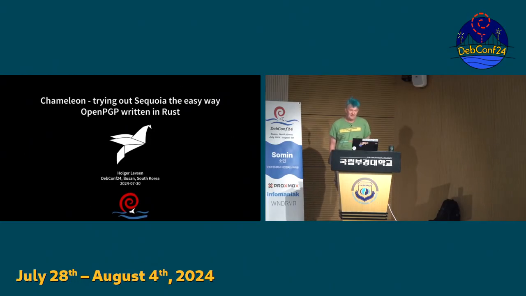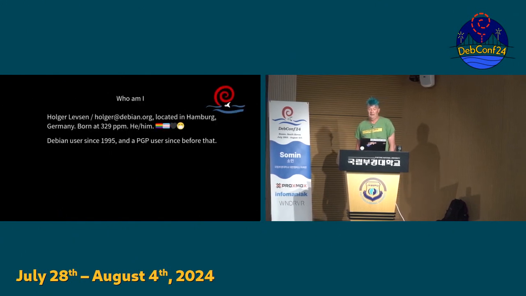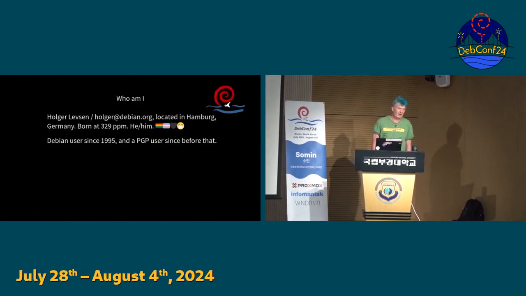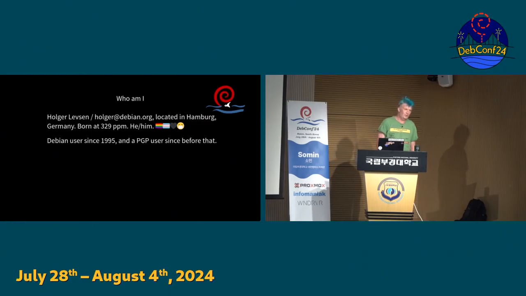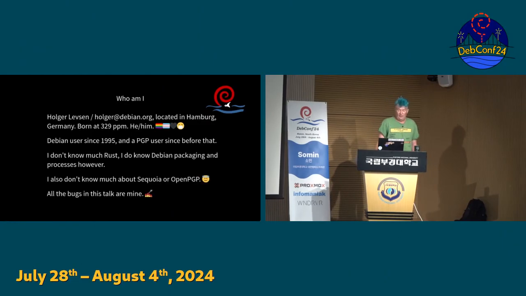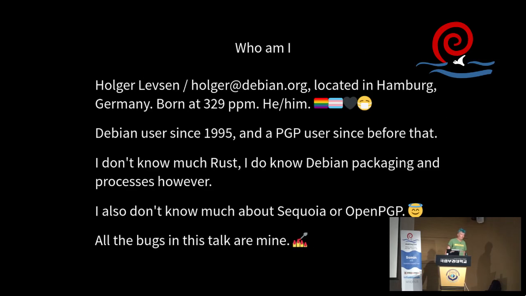Thank you for having me here. I'm Holger Levsen. I've used Debian for a long time, but I even used PGP before I used Debian. I don't really know Rust. I don't know much about Sequoia nor about OpenPGP. I do know Debian packaging and processes, and all the bugs in this talk are mine. I hope the number is probably not so high.